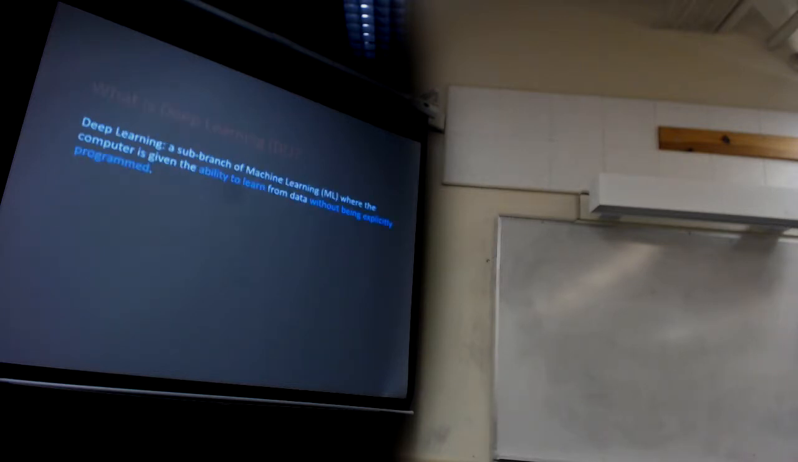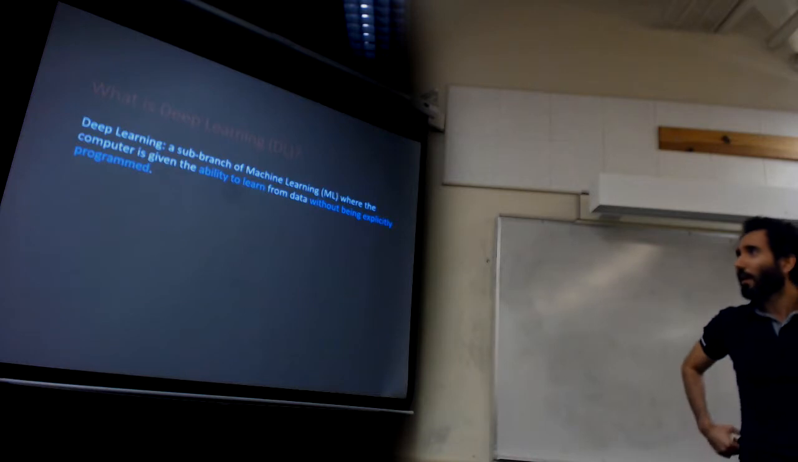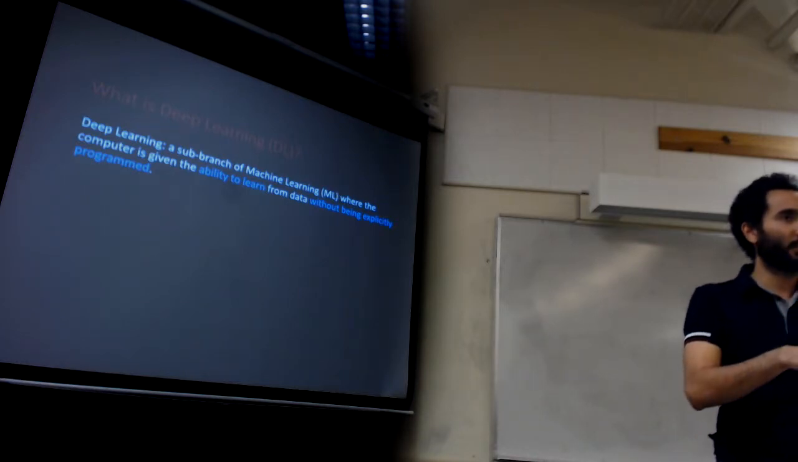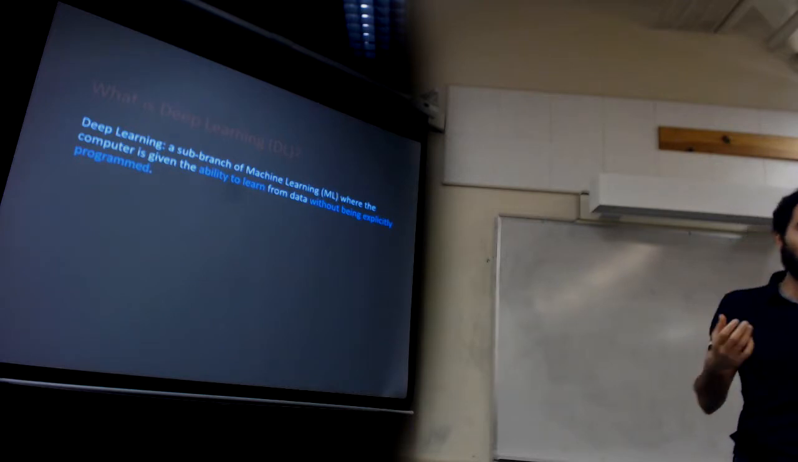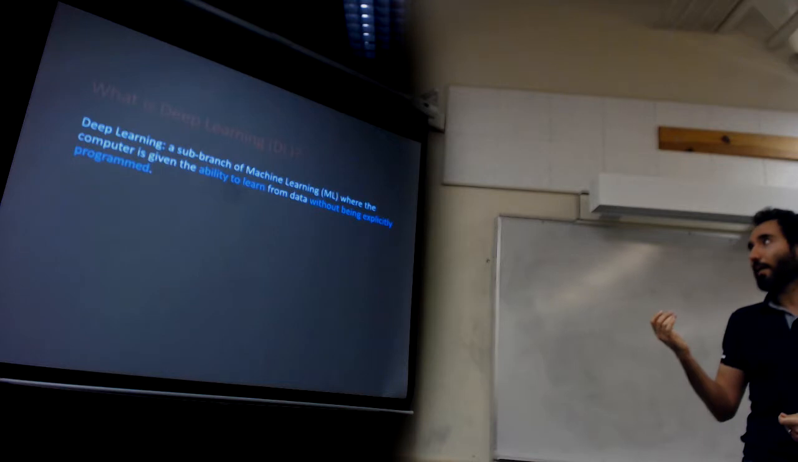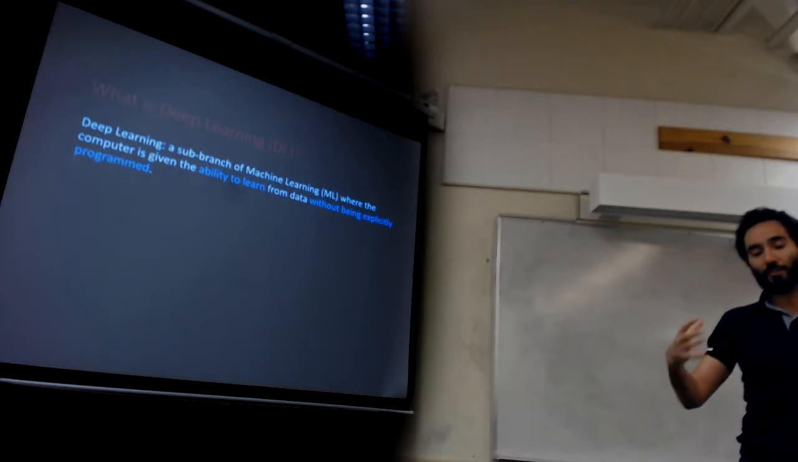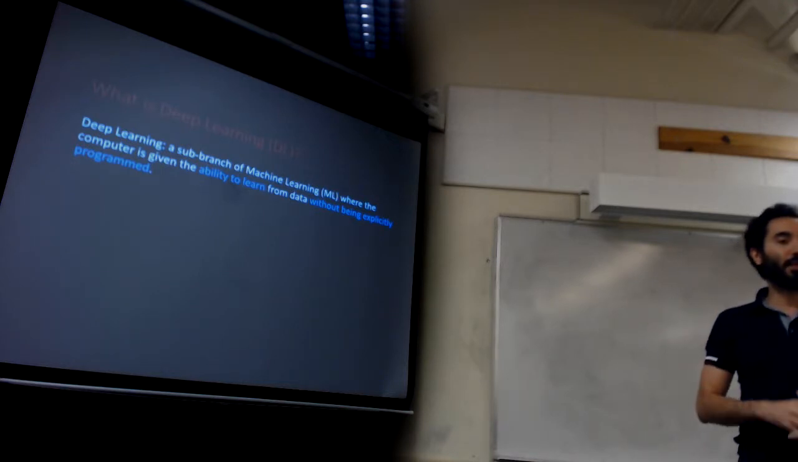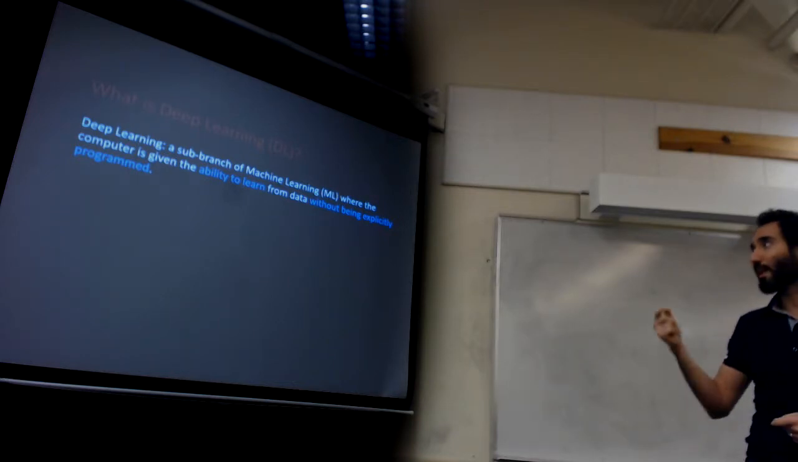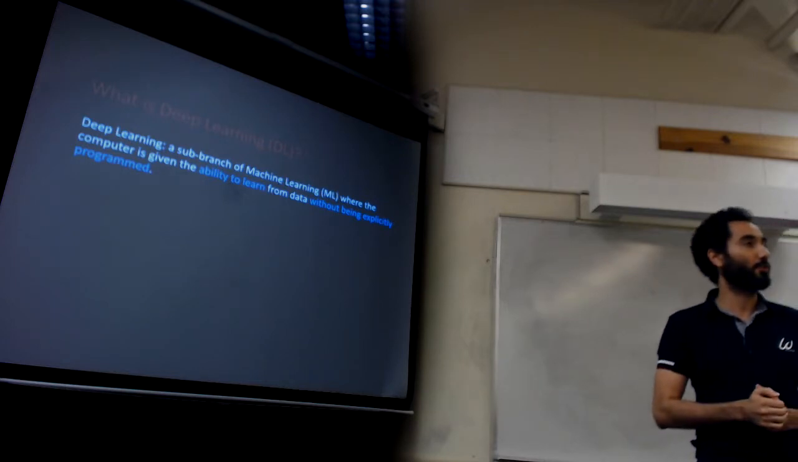Let's start. So what is deep learning? Well, first of all, deep learning is a sub-branch of machine learning. And so what is machine learning? Machine learning is a bunch of techniques that allow an algorithm, a machine, to learn from experience without being explicitly programmed to do so.